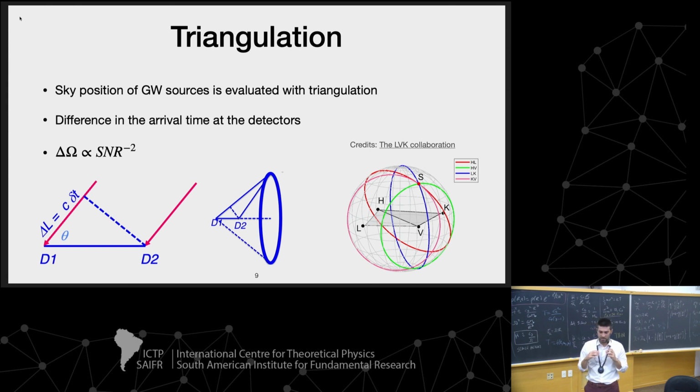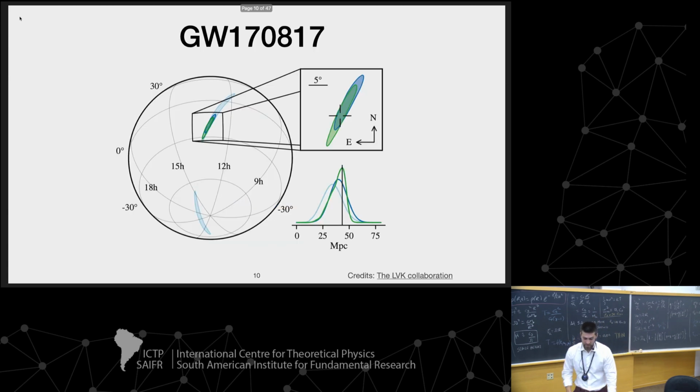what actually shrank down the sky localization for that binary neutron star was that it was in the blind spot of Virgo. So the other 2 detectors were actually observing the neutron star, Virgo wasn't observing, so that really helped to shrink the sky localization. And this is what I mean.